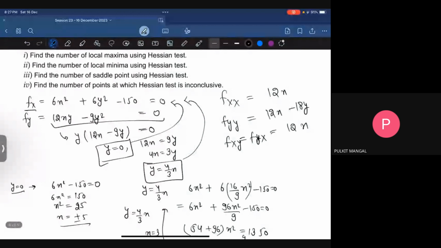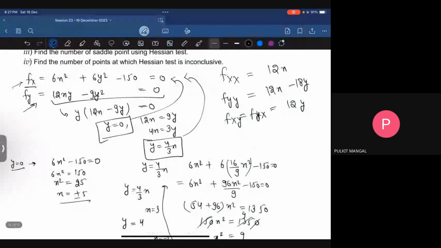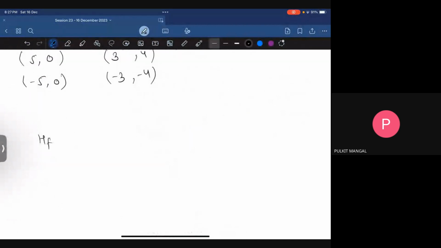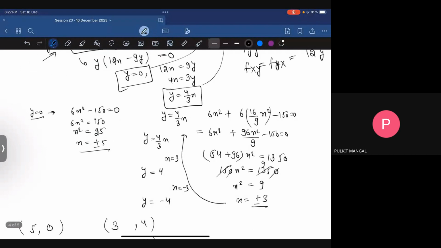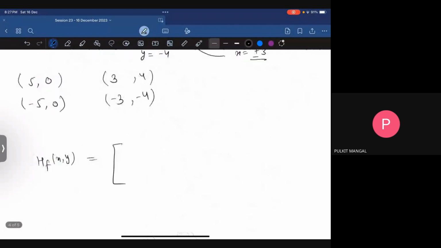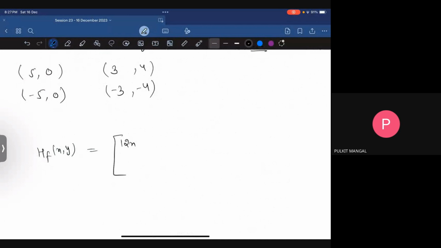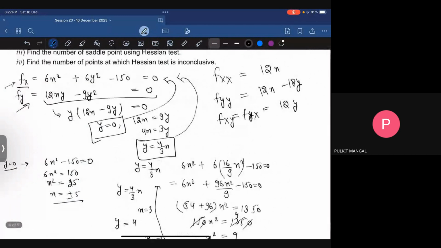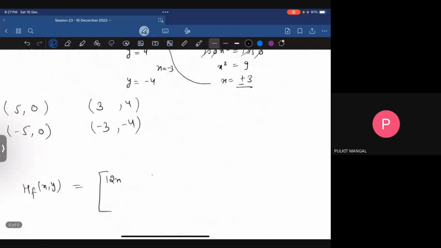No, 12y. Taking the partial derivative of y with respect to x, it would be 12y, and here also it would be the same. So for the Hessian matrix at any point, my derivatives are 12x minus 18y and 12.